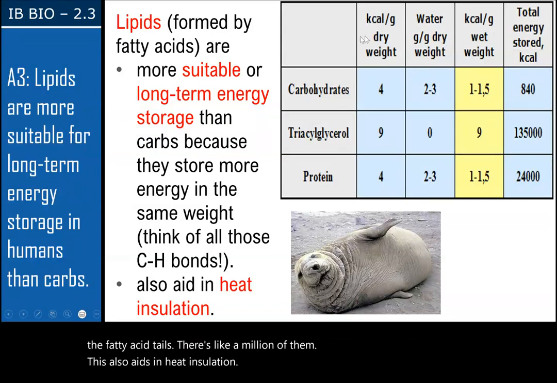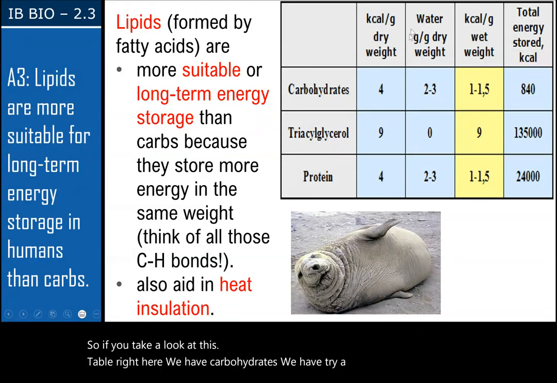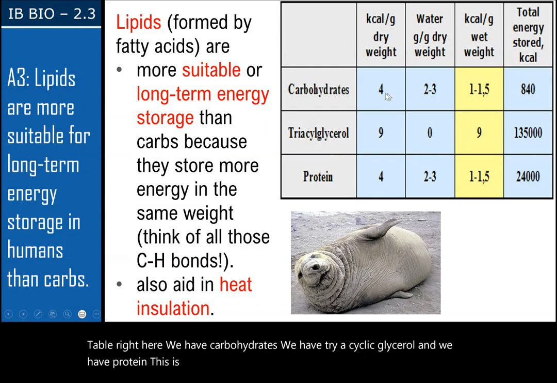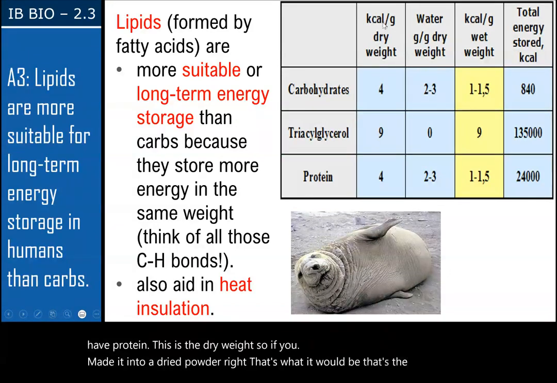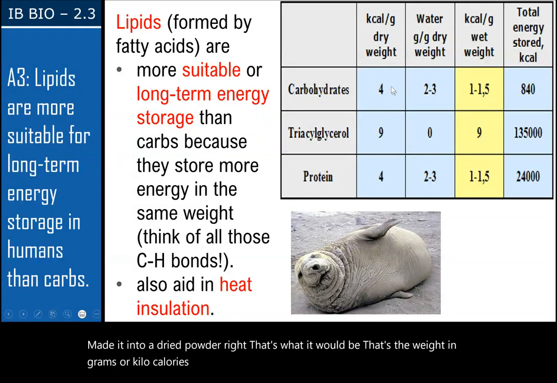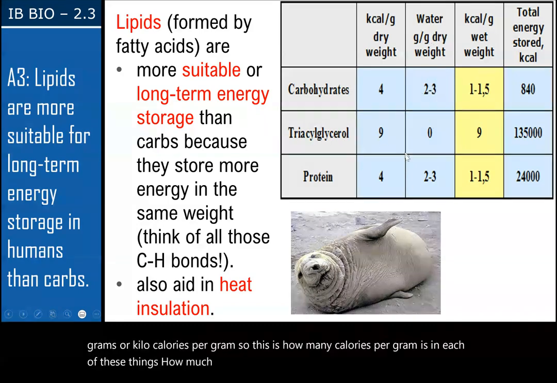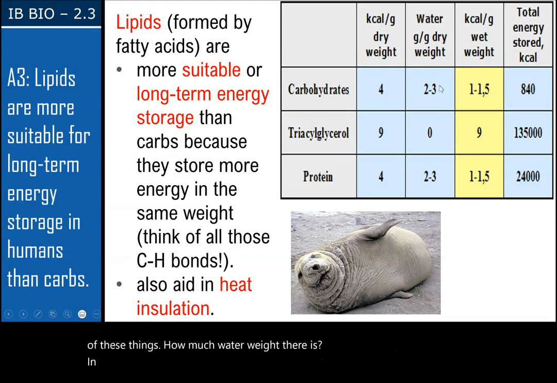So if you take a look at this table right here, we have carbohydrates, we have triacylglycerol, and we have protein. This is the dry weight. So if you made it into a dried powder, right? That's what it would be. That's the weight in grams or kilocalories per gram. So this is how many calories per gram is in each of these things. And then how much water weight there is in these molecules when they're not in their powdered or dry form.